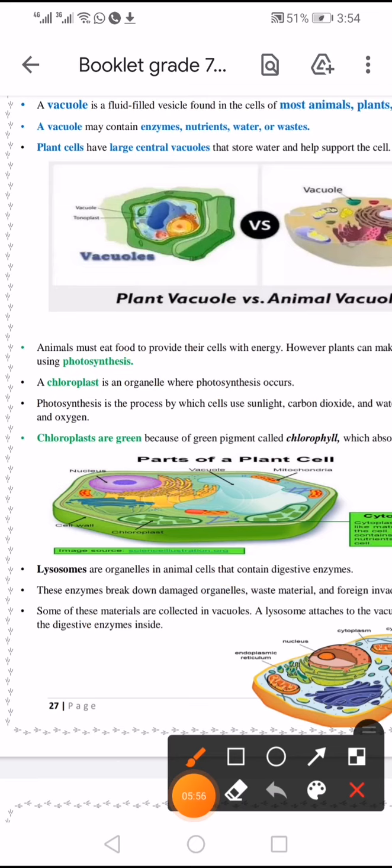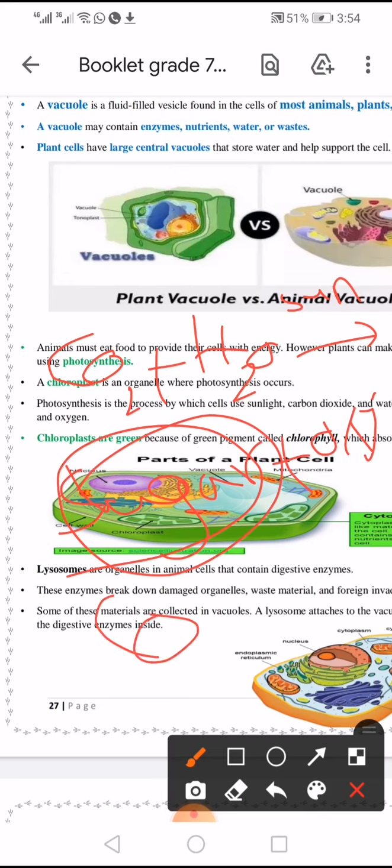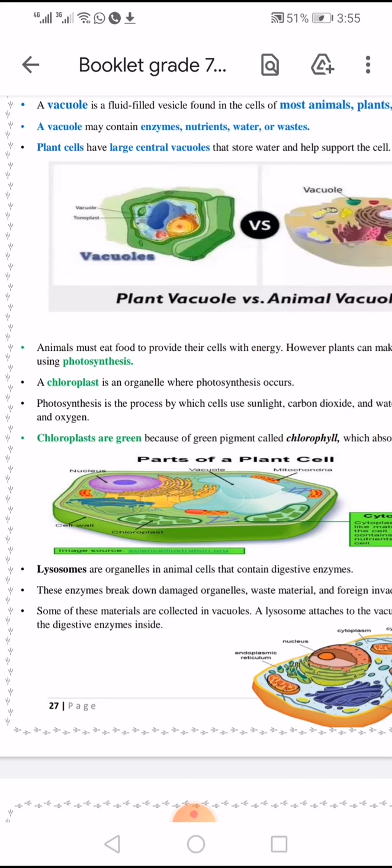I will write it again. In the photosynthesis process, plant takes carbon dioxide from the air plus water, H2O, in presence of sunlight, to form what? To form sugar plus oxygen. The sugar is a food for plant, while oxygen is what we breathe.